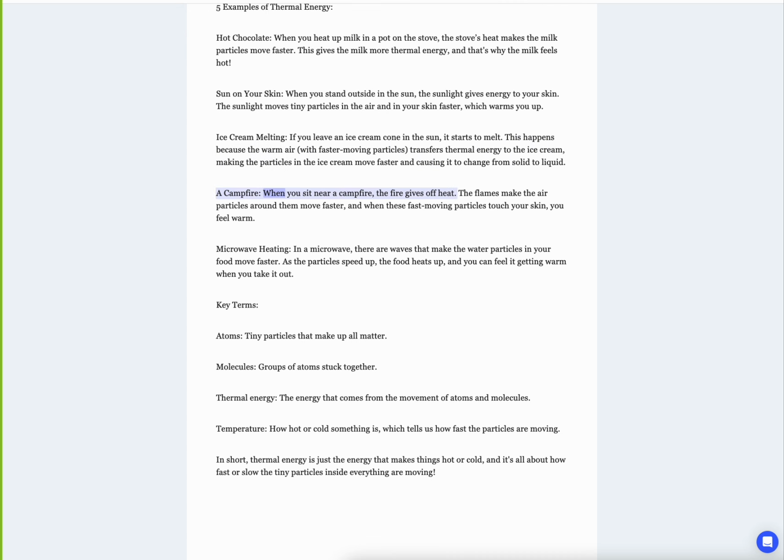A campfire. When you sit near a campfire, the fire gives off heat. The flames make the air particles around them move faster, and when these fast-moving particles touch your skin, you feel warm.